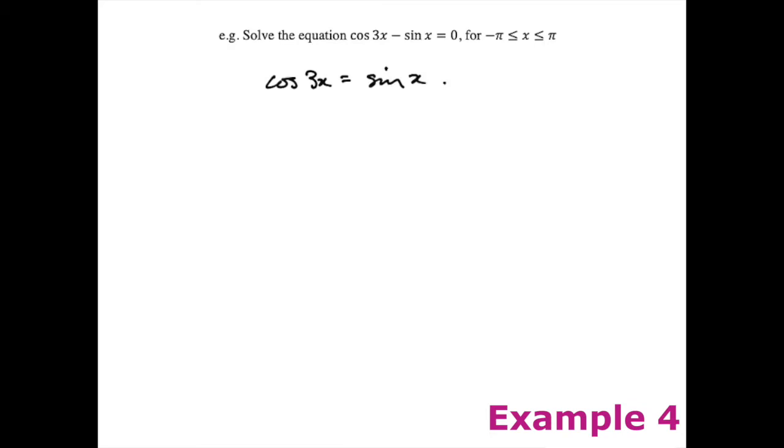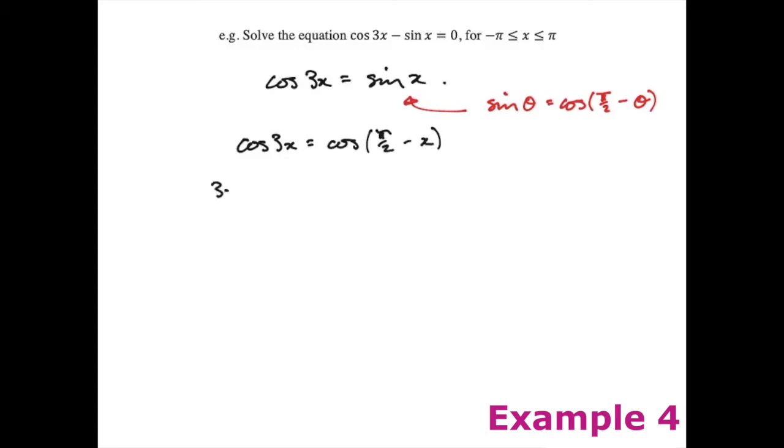But what we can do is we need to remember one of our complementary angle identities. Sine theta is cosine pi over 2 minus theta. So we can use this result to change our right-hand side here. And it's also vice versa, right? So we could have had cos theta is sine pi over 2 minus theta, but anyway, this is what we've got. So cos 3x equals cosine pi on 2 minus x.